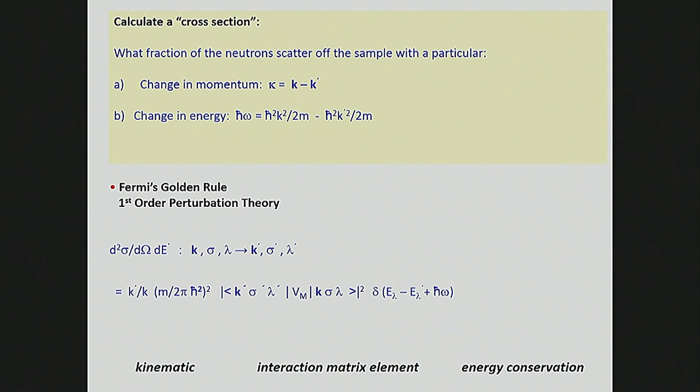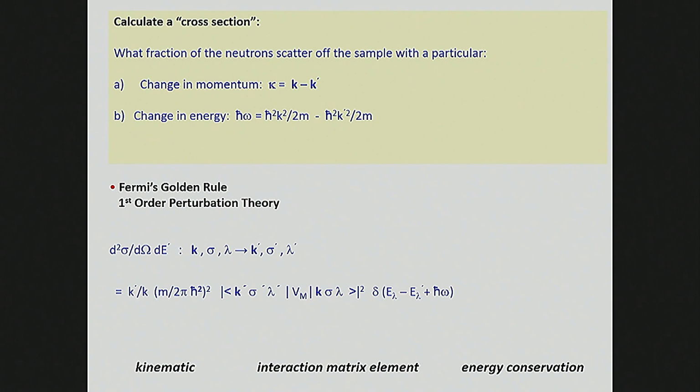You know, as before, we're going to want to calculate a cross section. It's exactly as we had before, so we're going to want to calculate the transition rate, or the rate at which the neutron scatters from its initial wave vector k and polarization, if we monitor the polarization. I think later on you're going to have a talk devoted to polarization analysis, so I'm not going to talk about it now. So the neutron's going to change from its initial momentum to its final momentum, and the sample that it's scattering off is going to change from its initial state to its final state.